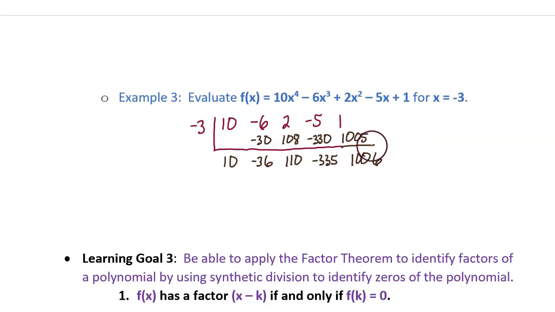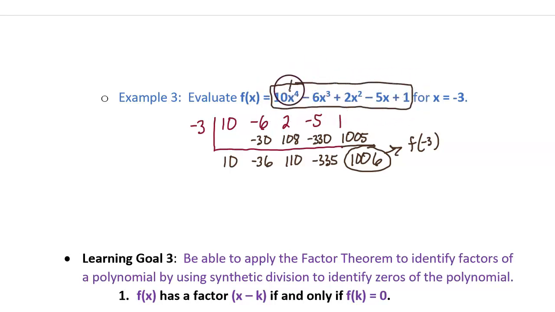That very last number you get is called the remainder, and the remainder is the value of f of negative 3. If you don't believe it, you can take this original polynomial and put a negative 3 here, and here, and here, and here, and type it all in your calculator, and you will get 1006.